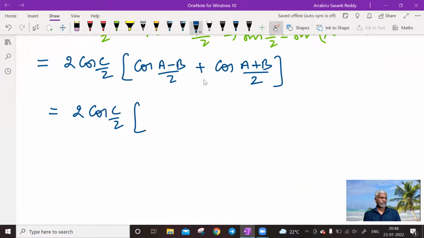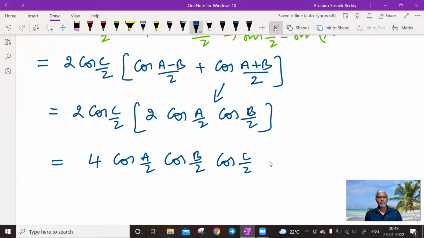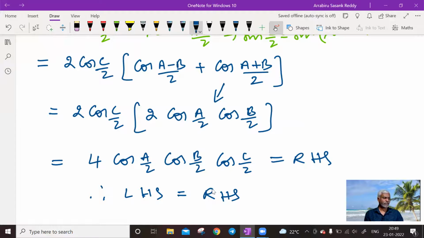This is the 2 cos A cos B formula. Here the angles are A by 2 and B by 2, so this is 2 cos A by 2 cos B by 2. Therefore 2 into 2 is 4. Writing A, B, C in order, cos A by 2 cos B by 2 cos C by 2. This is the required answer. Left hand side is equal to right hand side, hence it is proved.